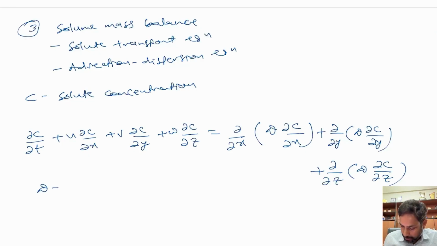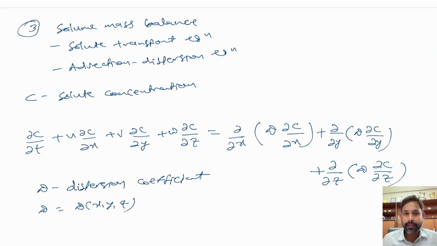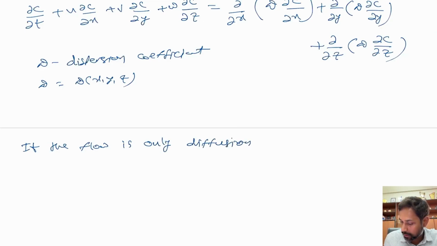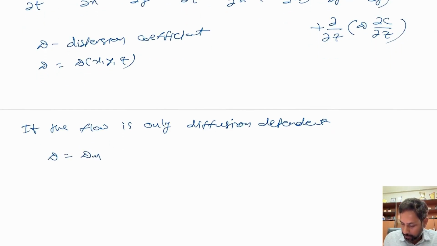Okay, where d here is the dispersion coefficient, and d can be a function of x, y, z, and that is why we have kept it inside the derivative. Okay, but if the flow is only diffusion dependent, if there is only molecular diffusion happening, in that case d becomes equal to dm, that is the molecular diffusion coefficient.